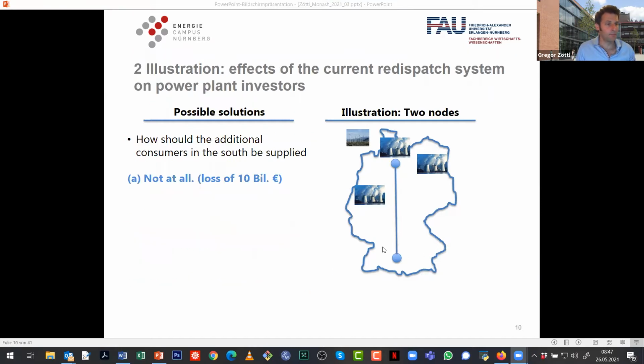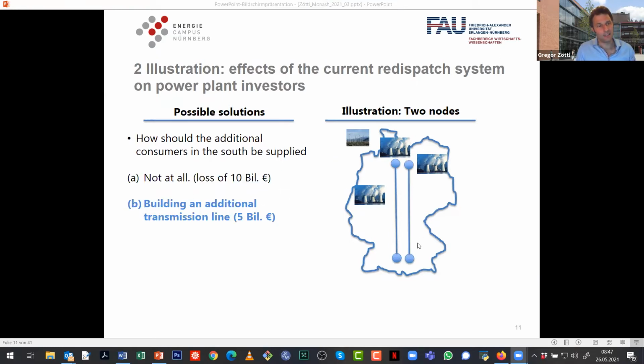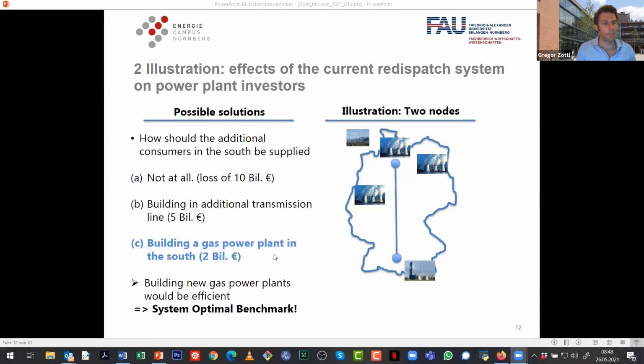And there are three options. Either we just say, okay, let's not supply those customers, which would maybe amount to a loss of 10 billion. We could build an additional transmission line, which would be better than just ignoring those customers. And the third option would be to build a gas power plant.